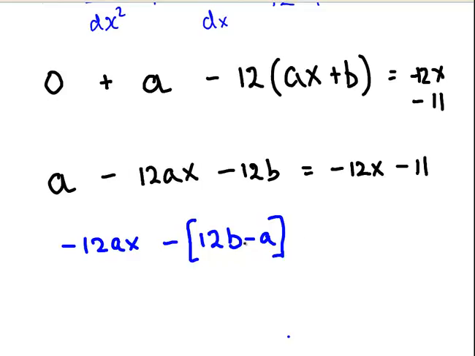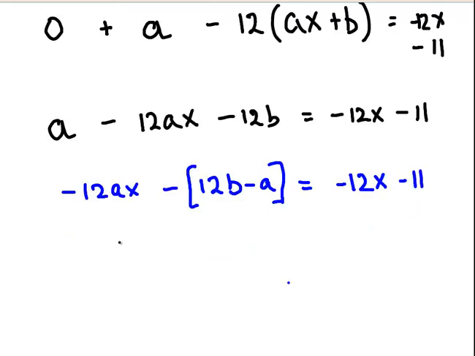You can just check that yourself by reversing what I have there. That's equal to minus 12x minus 11. Now clearly you can tell here that small a is going to equal 1, because I'm comparing this term here with this term here, and I'm going to compare this term here with this term here. So a is going to equal 1. Minus 12ax equals minus 12x, so a has to equal 1.